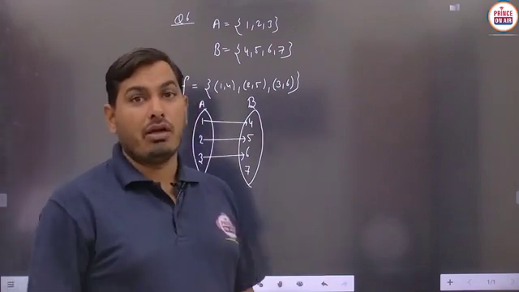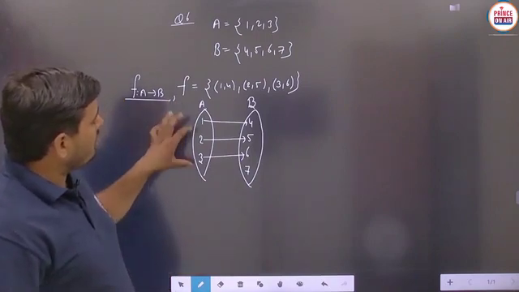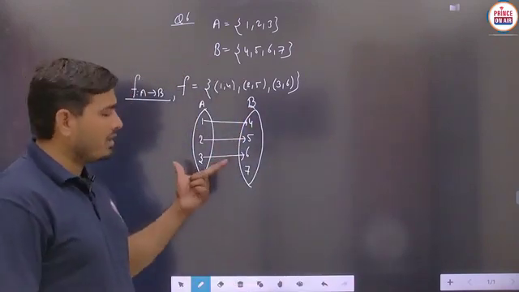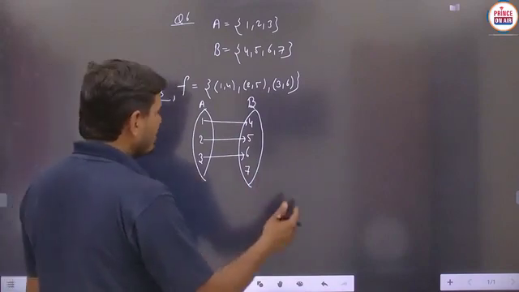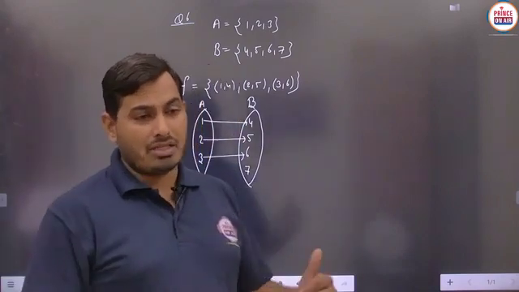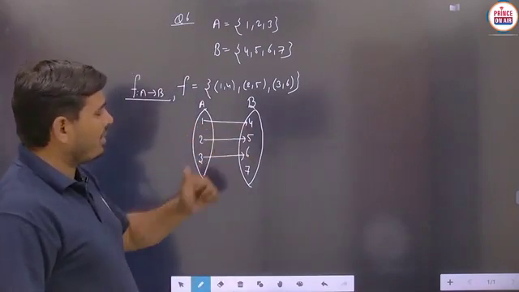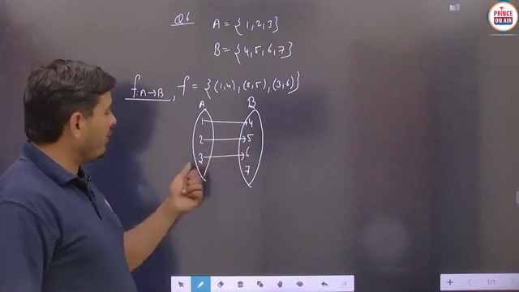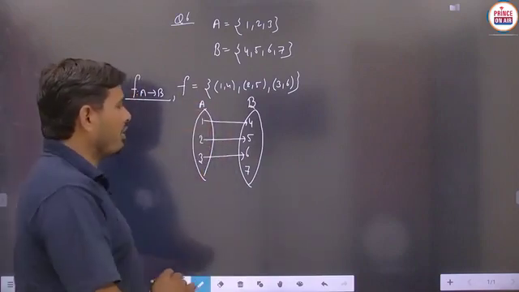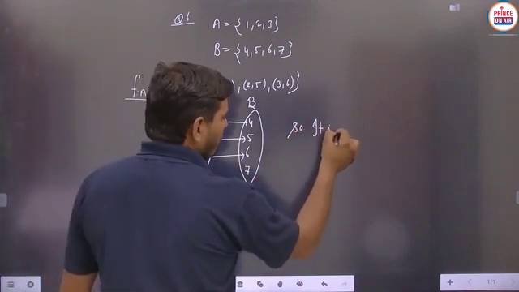First of all, we check whether the given relation is a function or not. Definitely, every element of the domain has an image in the codomain, so this is a function. Now we check whether each element of the domain has a distinct image or not. 1 has image 4, 2 has image 5, and 3 has image 6. Each and every element of the domain has a distinct image, so it is one-one. Is it clear?